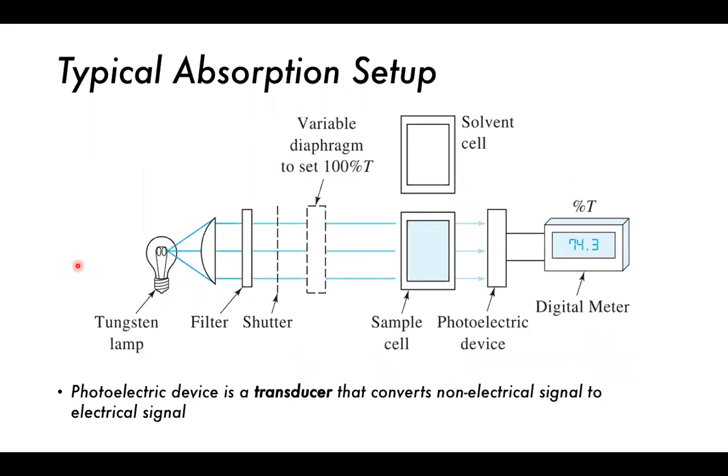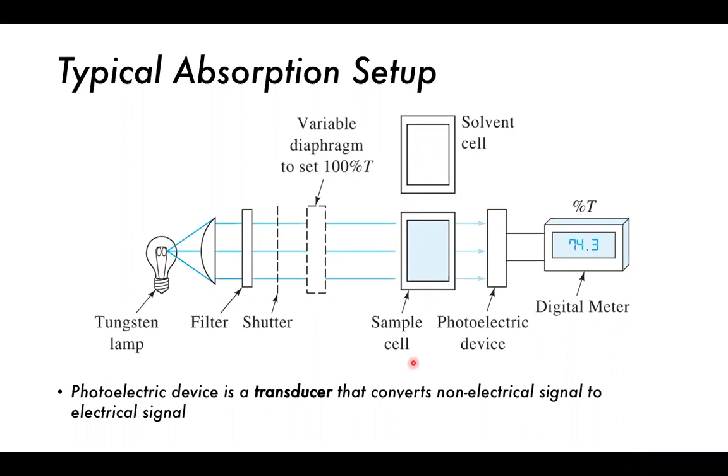So here, as we come towards the end, is a typical absorption setup. We have some sort of light source. Then we have a filter to control the intensity of that light source after it's been parallelized by the lens. We have a shutter to turn the lamp on and off. We have a diaphragm, which can set the transmittance to 100%. Then we have a sample cell and a solvent cell. So we need to always have a blank and a sample.